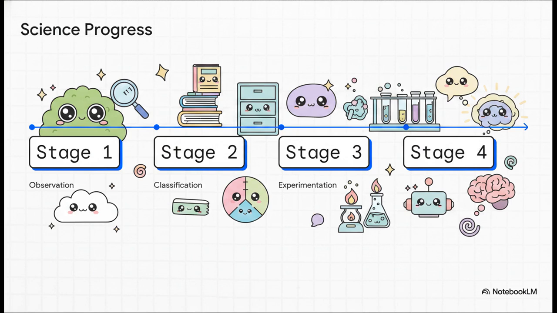We start at point 1 with basic observation, literally just looking at the world. Then, point 2, we organize it by classifying things. Point 3 brings in active experimentation. And only after all those steps are mastered do we finally arrive at point 4, advanced scientific theory. It is a very calculated, logical progression.